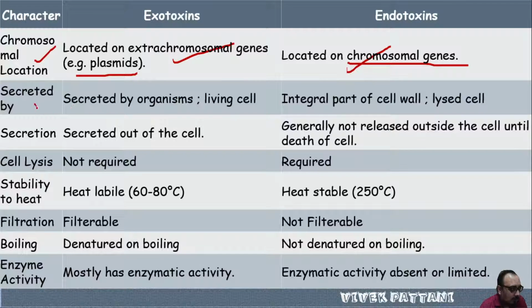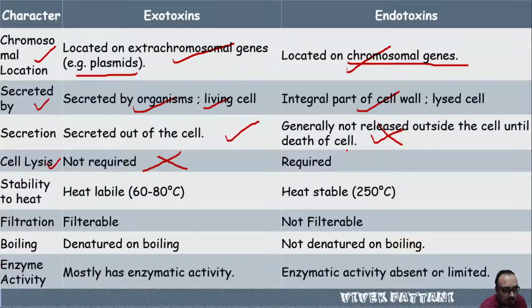Exotoxins are secreted by living cells. In the case of endotoxins, as I told you, they are an integral part of the cell wall, and secretion does not occur until the death of the cell. For the extraction of endotoxins, cell lysis is needed, but in the exotoxin case it is not required because these toxins are basically released.